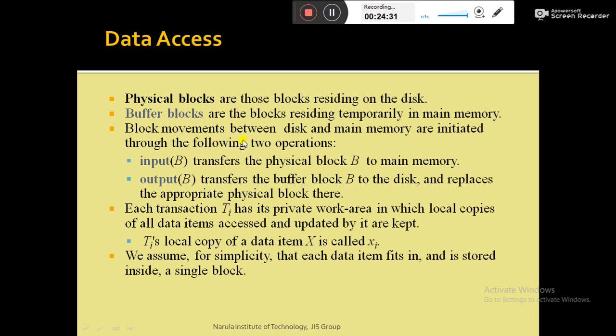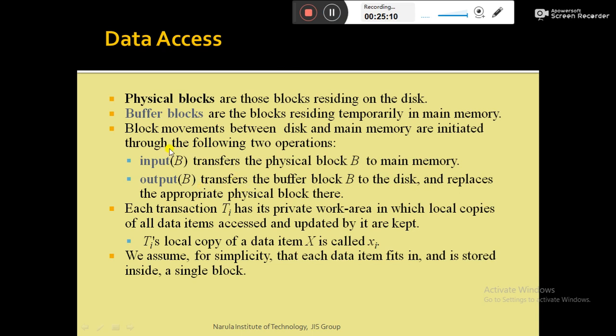Now the block movements between the disk and the main memory are initiated through the following two operations. Input B transfers the physical block B to main memory, meaning it copies the physical block B from hard disk to main memory. The reverse operation of input B is output B. It transfers the buffer block B to the hard disk and replaces the appropriate physical block there, meaning it transfers the content of block B from the RAM to hard disk.